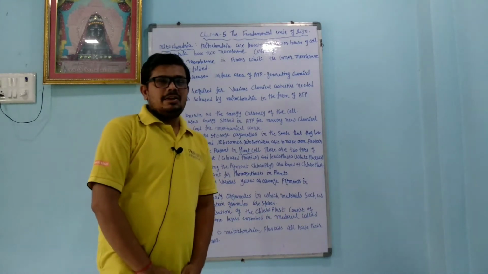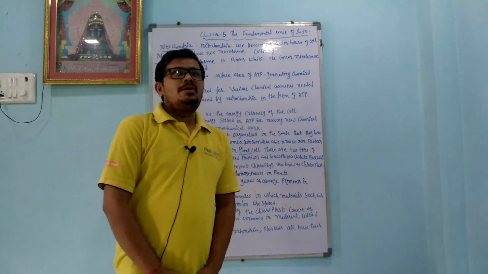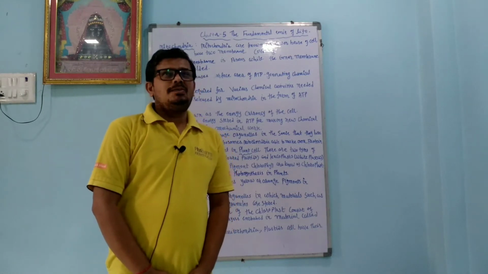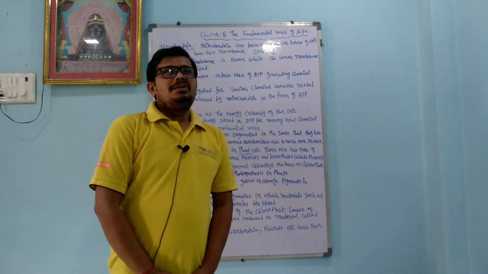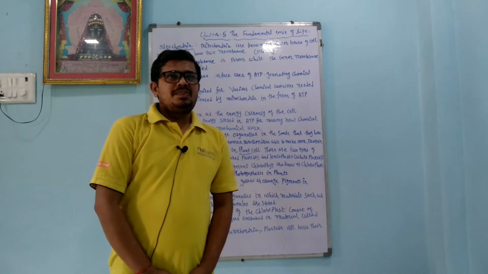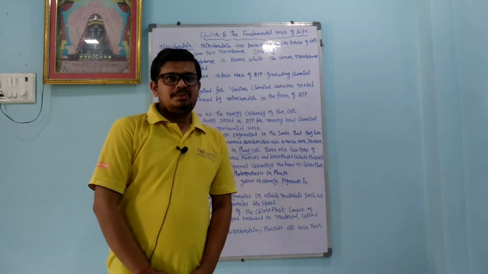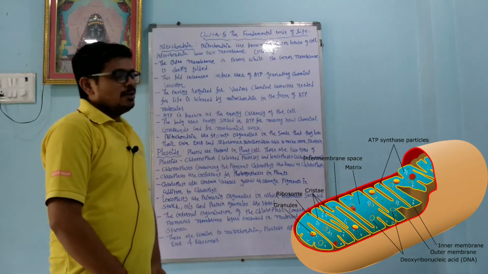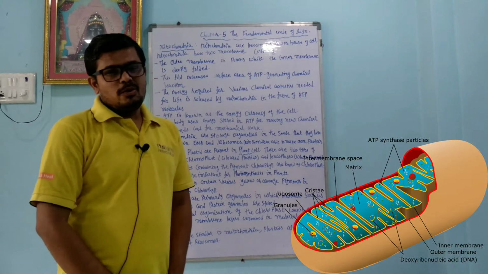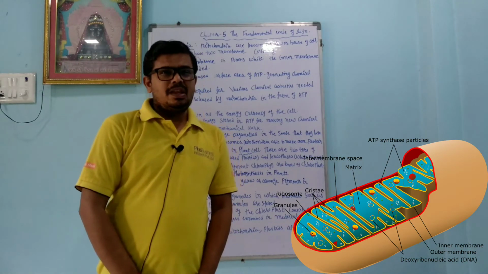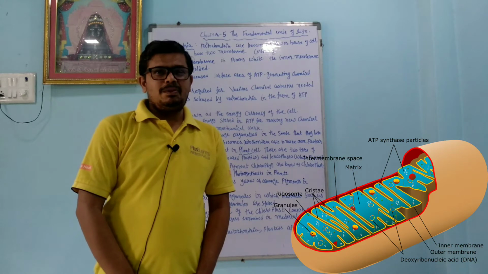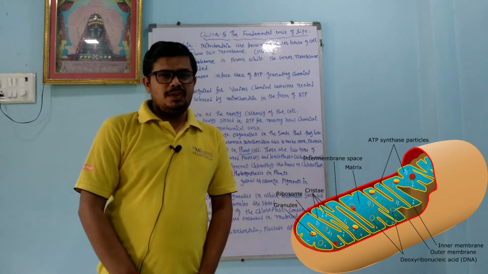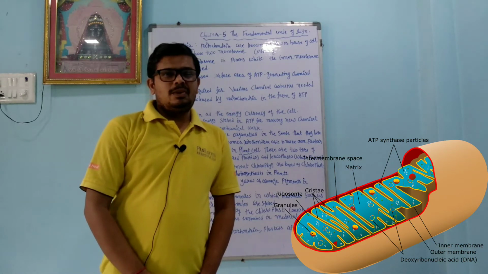Dear student, last time we learned about the Golgi body, the cell wall, and then the microscope. Today we will learn about mitochondria. Mitochondria is called the powerhouse of the cell. In it ATP is formed. ATP means adenosine triphosphate. We will learn everything one by one.